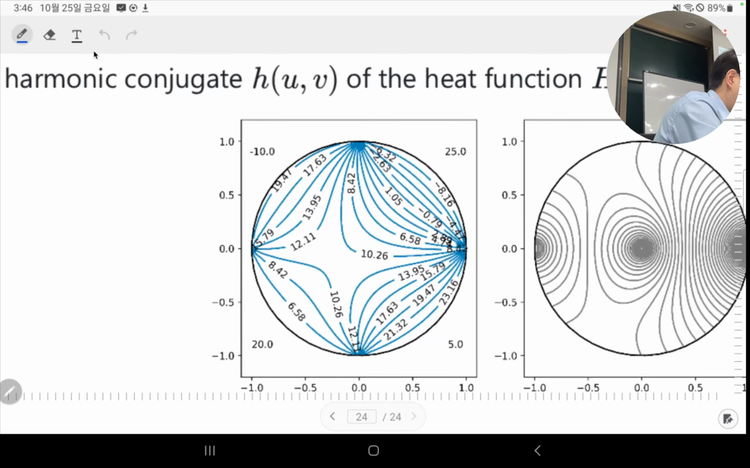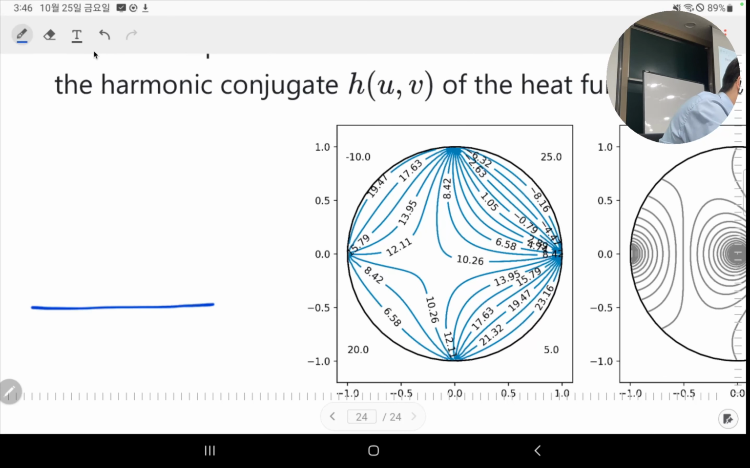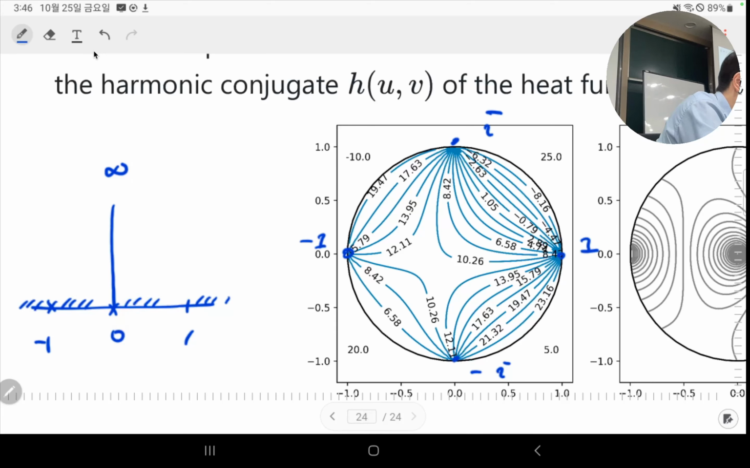So for example, I'll show you the point here. As I said, this is -1, and this is 1. This is minus i, and this is i. So these four points are mapped exactly to -1, 0, 1, and infinity. So you get four boundaries, 1, 2, 3, and 4, right?